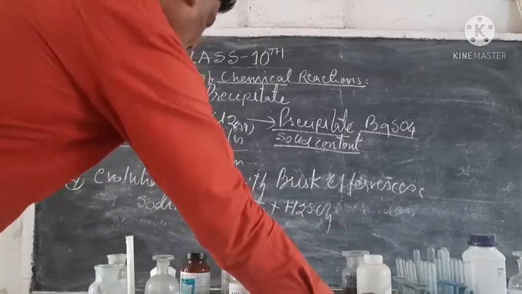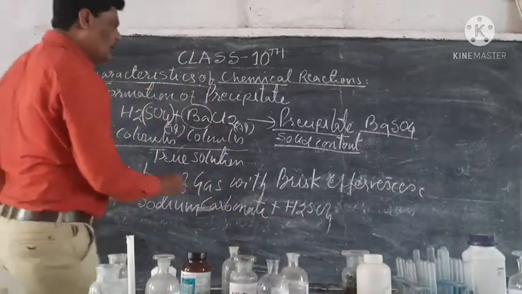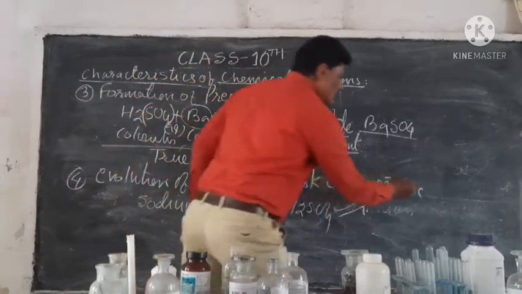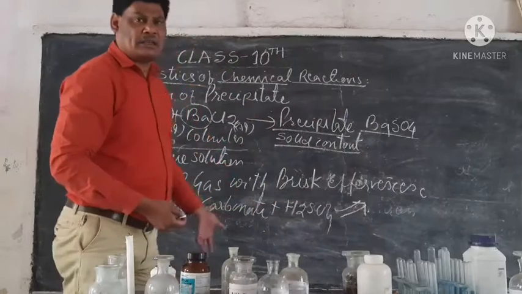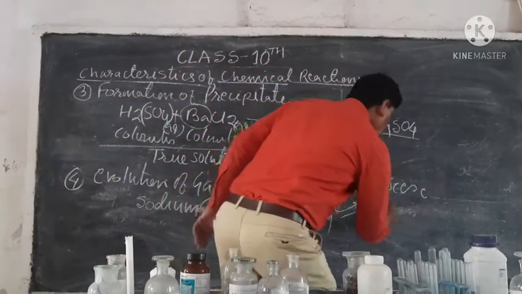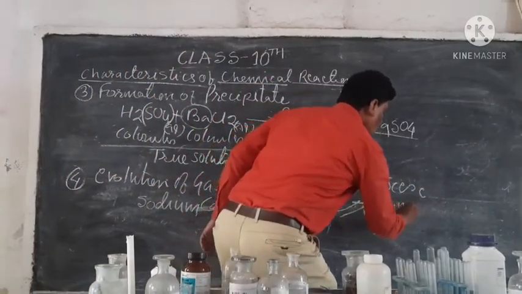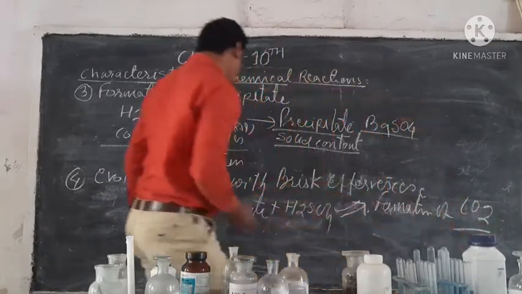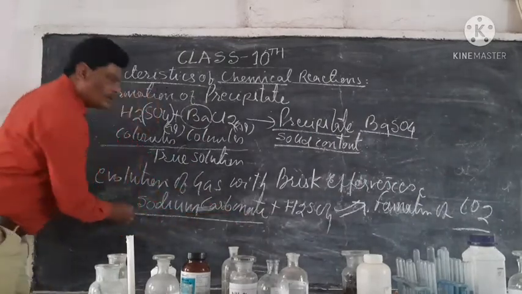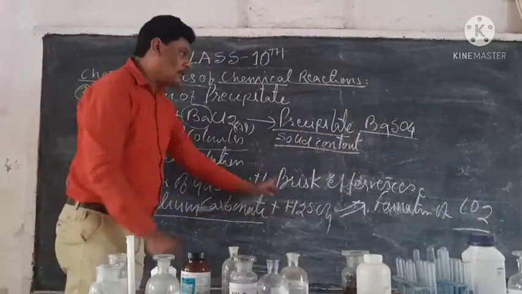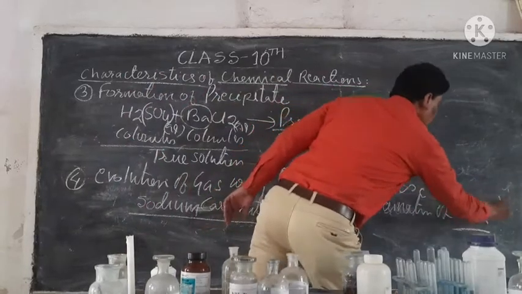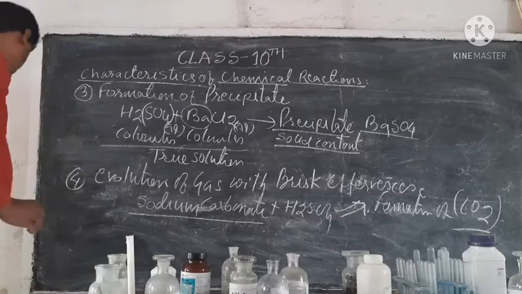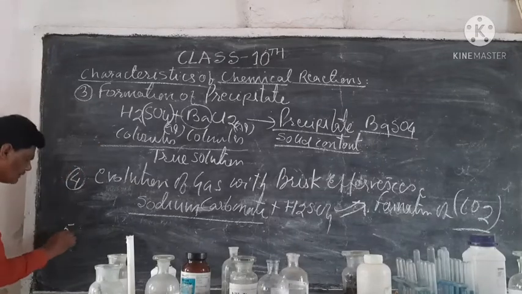So this is also a chemical change. The brisk effervescence is getting evolved. What is the reason for the evolution of this brisk effervescence? This is due to formation of CO2 gas from sodium carbonate. When we added H2SO4, CO2 gas, a new substance, is formed, and therefore carbon dioxide gas is evolved.